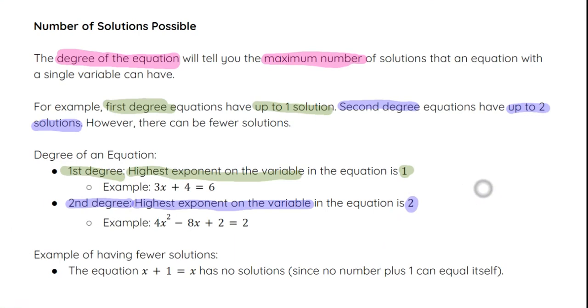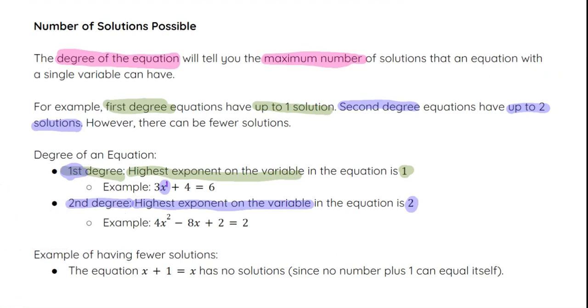All right, now looking at these examples, we see 3x plus 4 equals 6. x has really a first power on it, and there's only one x here, and that single x has a first power on it, so that's how we know it is a first degree.